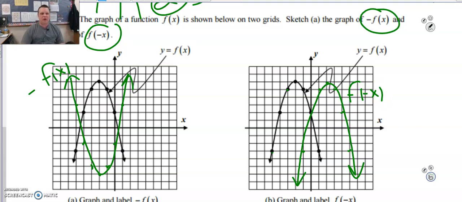You can always use your graph calculator to put it in and see what it looks like. Sometimes they'll give you a picture that you have to understand what's going on. So, hopefully it was good.